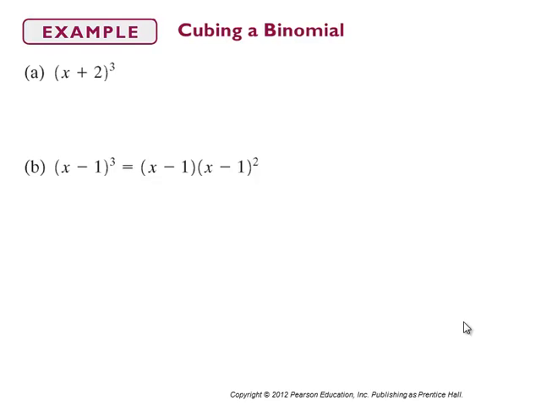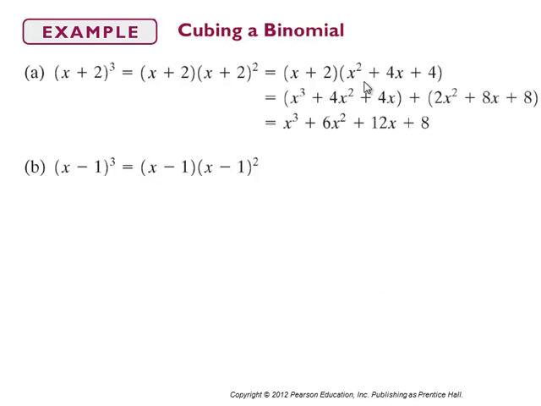Now let's do some cubing here. x plus 2 cubed. Well, you could think about x plus 2 cubed as x plus 2 times x plus 2 squared. But x plus 2 squared is x squared plus 4x plus 4. But then you can go ahead and multiply the x plus 2 times its square. And if you look at this result, you might discern a certain pattern. We'll explore this pattern here soon.